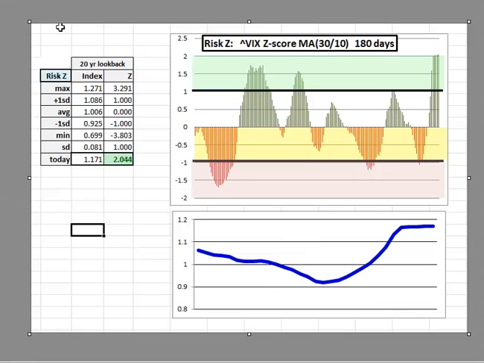The next thing we'd look at is the risk Z, which is a comparison of the 30-period moving average and the 10-period moving average of the VIX, taking that number, consulting a 20-year look-back period for the minimum, the maximum, the average values of that ratio, and the standard deviation. And so today, going into Tuesday, it was at 1.17. This is the 6-month time series of that ratio. You can see it's at a very high 1.17.